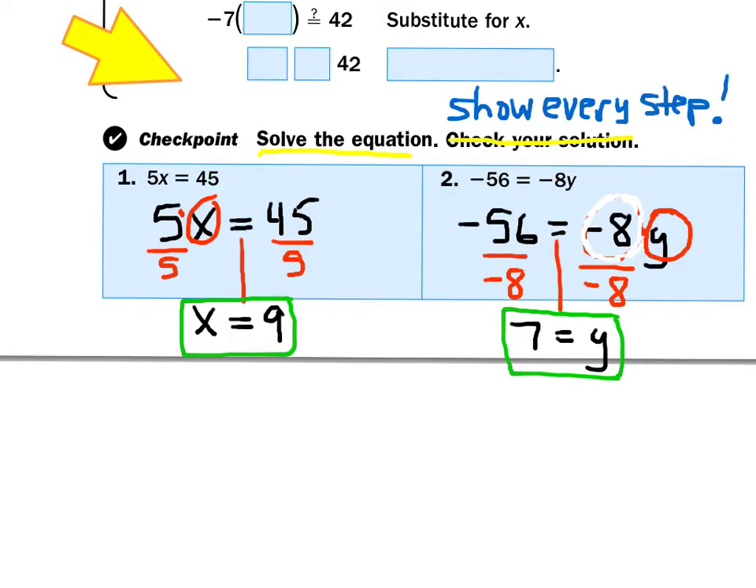Okay, let's take a look at the checkpoint right here. Solve the equation. Now notice how your book wants you to check your solution. I told you it's okay to cross that out, but you must show every step.